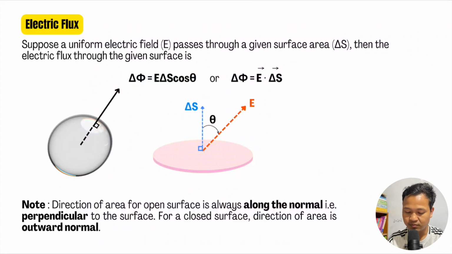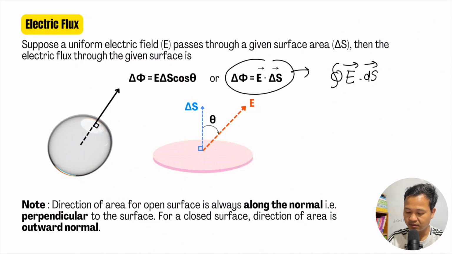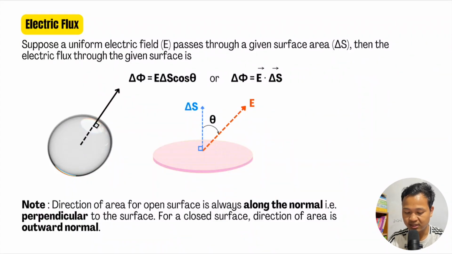If you want to apply Gauss law, you can also further write this as, if the area is a closed area, we used to write like this, E into ds. Okay, so for now just remember like this, electric flux is what? E dot delta s. Okay.